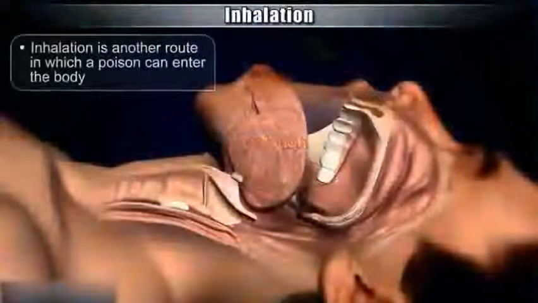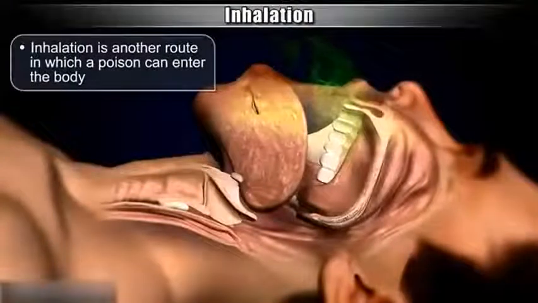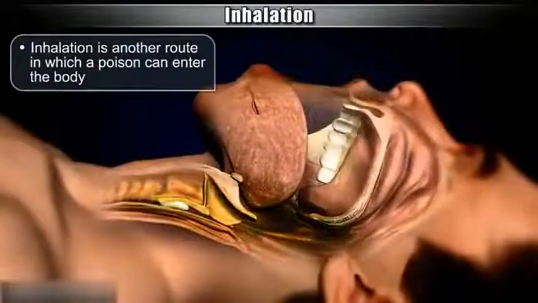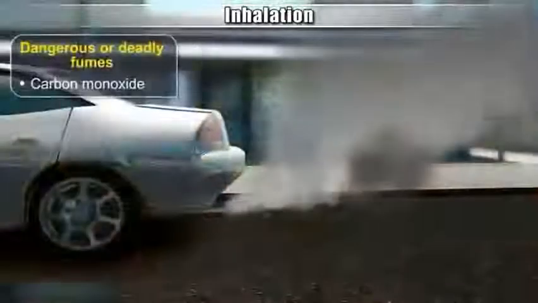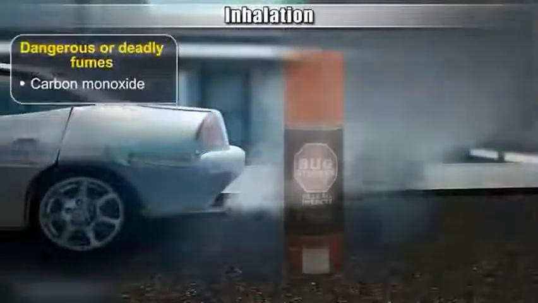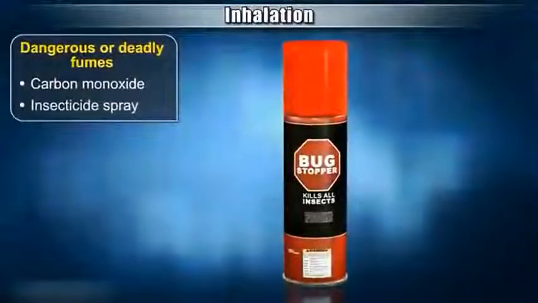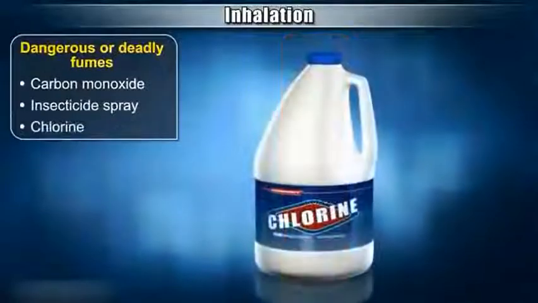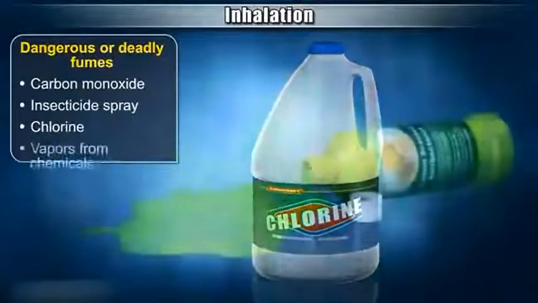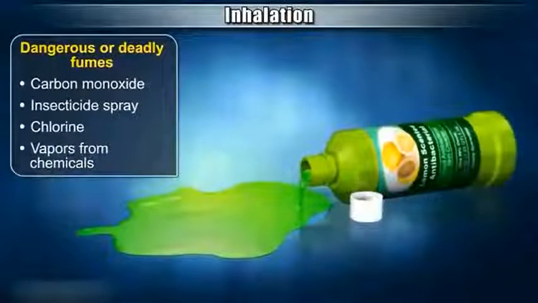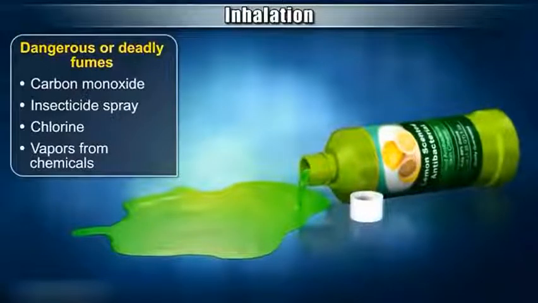Inhalation. Inhalation is another route in which a poison can enter the body. Carbon monoxide, insecticide spray, chlorine, or vapors from chemicals can all be dangerous or deadly.